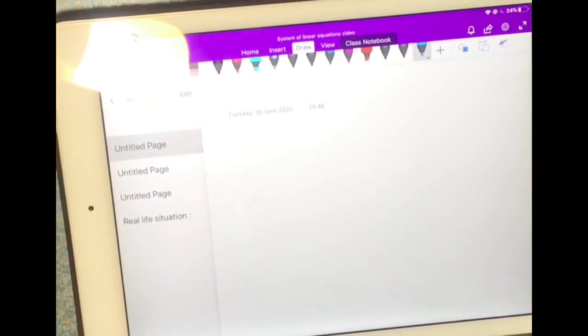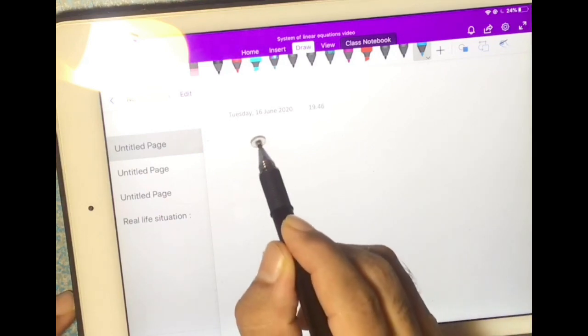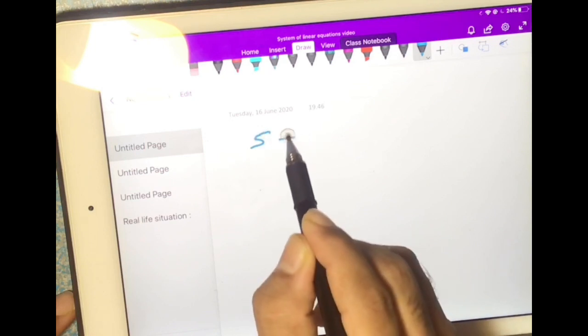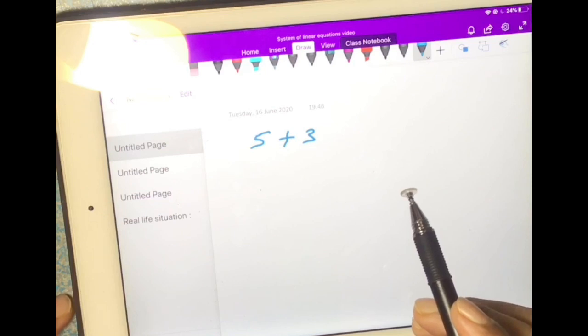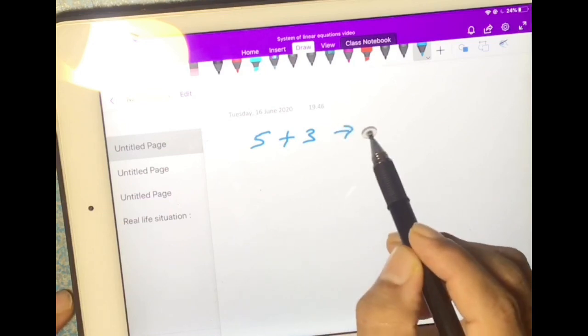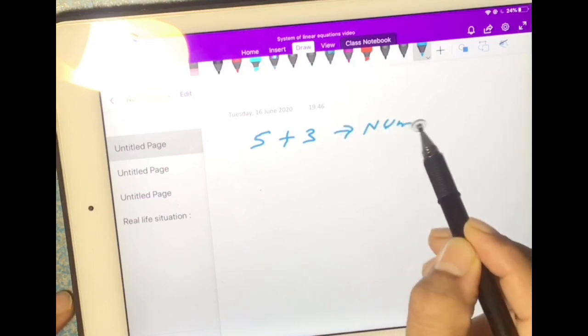When we say expression, let's say a student has 5 erasers and 3 pencils in his bag. Therefore 5 plus 3 is a numerical expression.